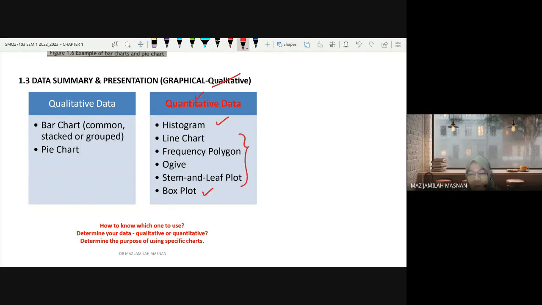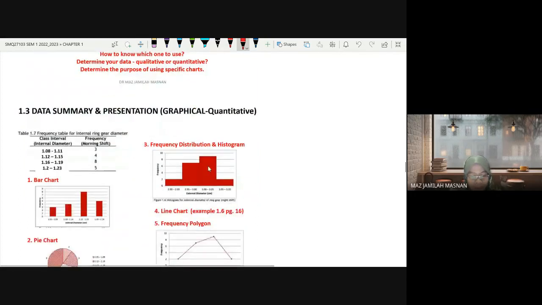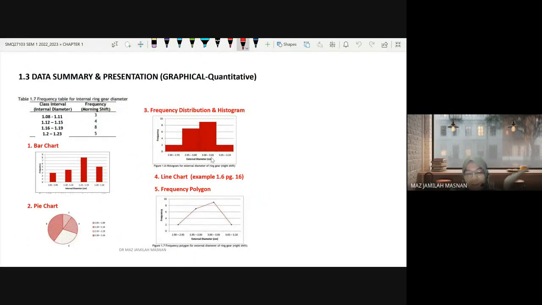When I say histogram and box plot, they will be frequently used because these two charts are very important in helping us do a numerical summary presentation. Later we will see. But let us look at the quantitative data for the graphical part. Last time I showed you how we can come up with this particular histogram by using Excel.